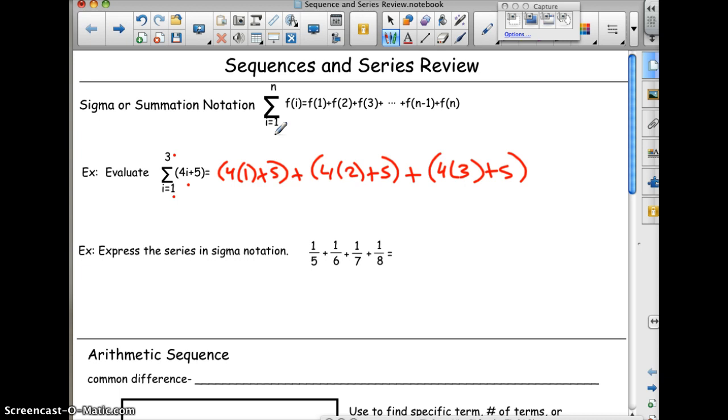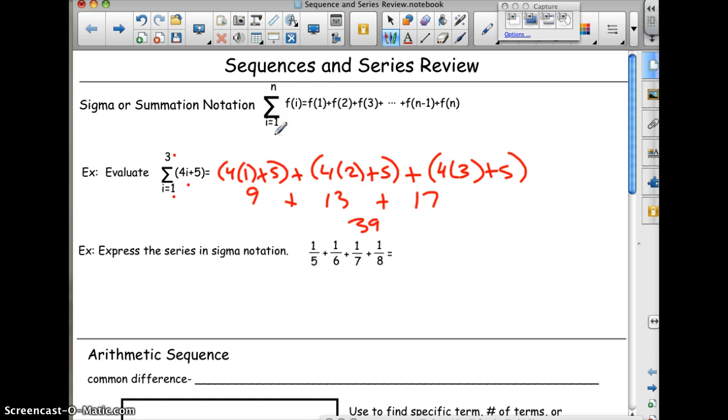4 times 1 is 4, plus 5 is 9. 4 times 2 is 8, plus 5 is 13. 4 times 3 is 12, plus 5 is 17. And then you add these numbers together, and you get 39. There you go.